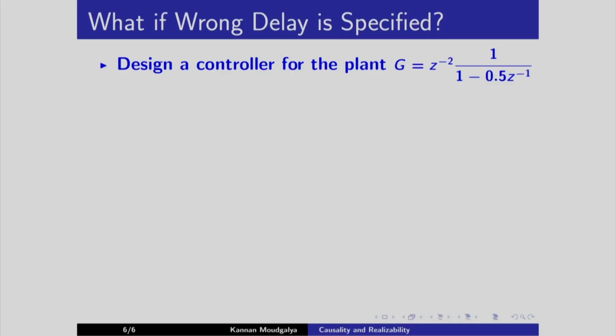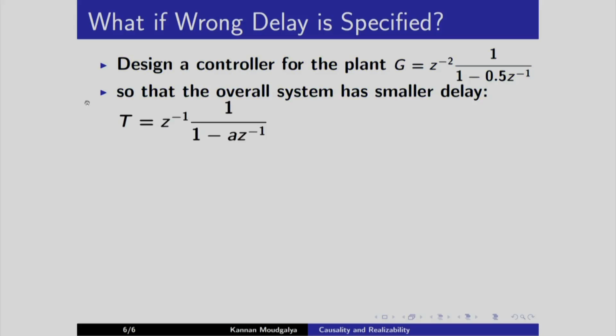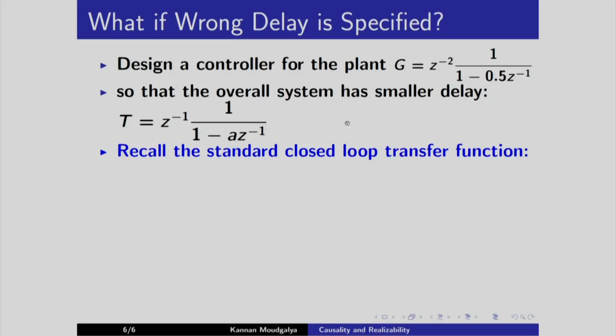What happens if we go ahead and specify a wrong delay? We start with the plant of this type, which has 2 sample delay here, which is indicated by z to the power minus 2. We specify our overall transfer function capital T to have only one delay, so we have z to the power minus 1. So what is the expression for this capital T? It is G Gc by 1 plus G Gc.